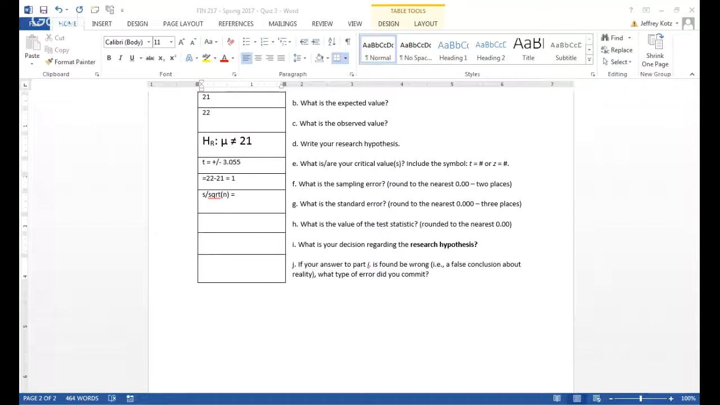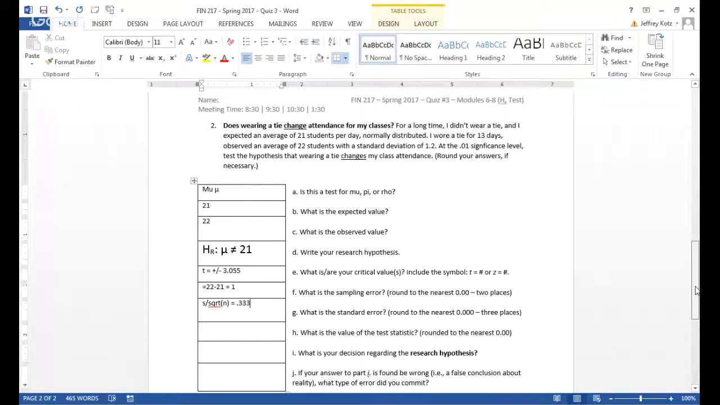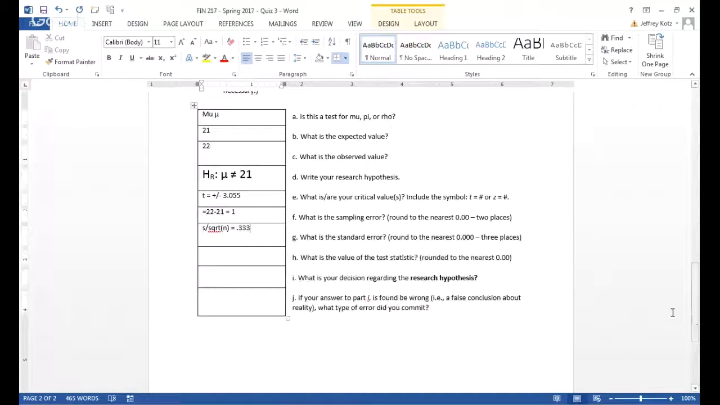Let me find some Excel real quick. Standard error is S, which is 1.2, divided by the square root of 13. Rounded to 3 places, 0.333, because 1.2 divided by the square root of 13 gives me a standard error of 0.3328, which rounds to 0.333.